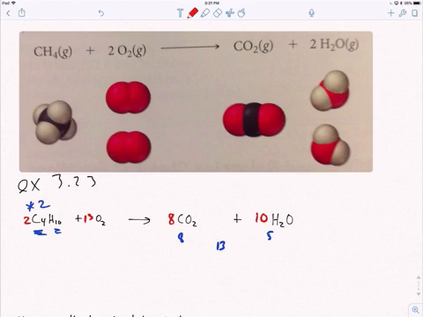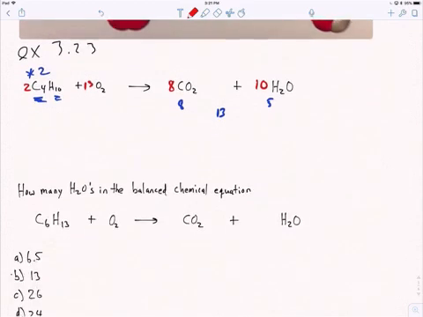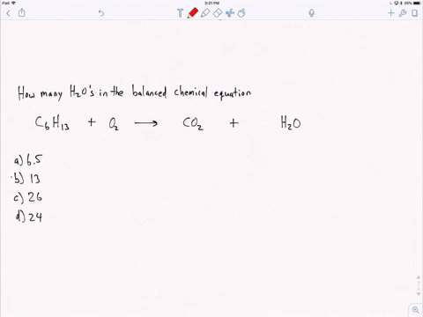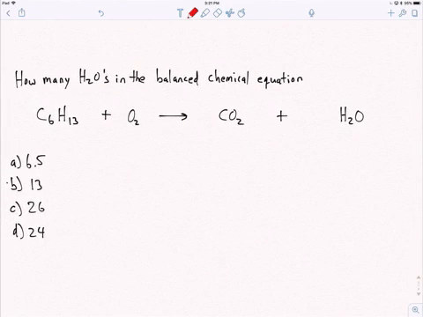Does anybody have any questions about it? Do you understand my logic? Okay, so let's try this out, and feel free to work in groups. How many waters in the balanced chemical equation? I want to know this number, the number before the H2O in that chemical equation. So if anyone is stuck, please feel free to raise your hand.